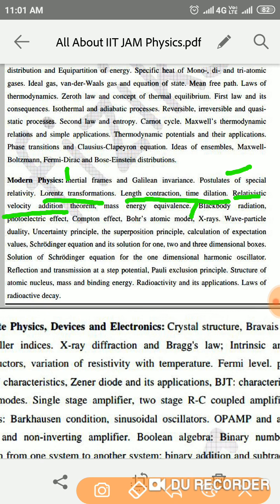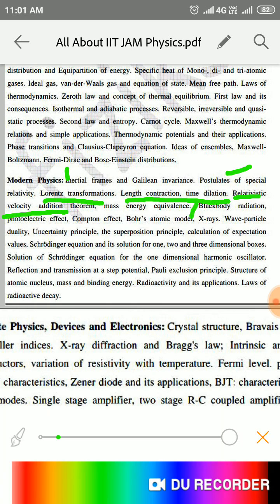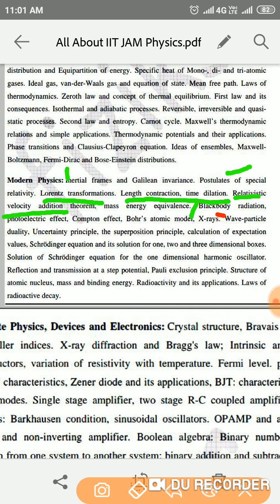Now moving forward, there is black body radiation, that's also important. Black body radiation, photoelectric effect, Compton effect, Bohr atomic model, X-rays, these are very important topics. Wave particle duality, de Broglie waves and all that, uncertainty principle, and superposition theorem. So that was all for this part.